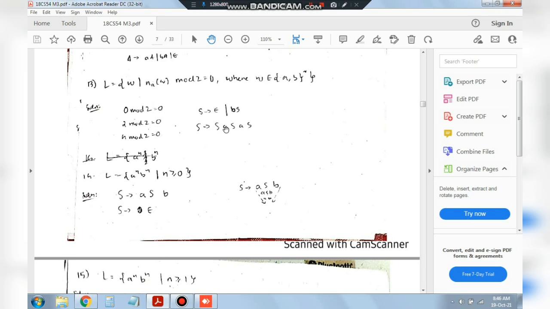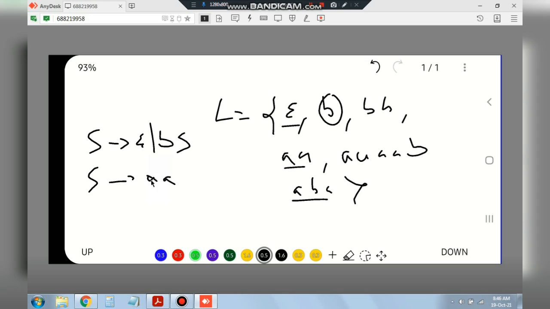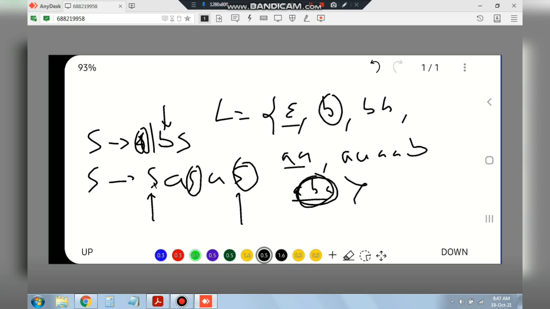Actually not AA together, because if I write AA together, only the strings with AA together will be generated and ABA will not be possible. So for that what I'll write is A, and I can have a string here, any string, here also any string, and here also any string. Let me explain this to you. If I want to generate ABA, what I will do, I'll replace this S with epsilon from here, this S with epsilon from here, and then the middle string with B. Okay, and this S will be replaced with epsilon. So what I will get is A, BS, A, and here I'll have epsilon, so it will be ABA.